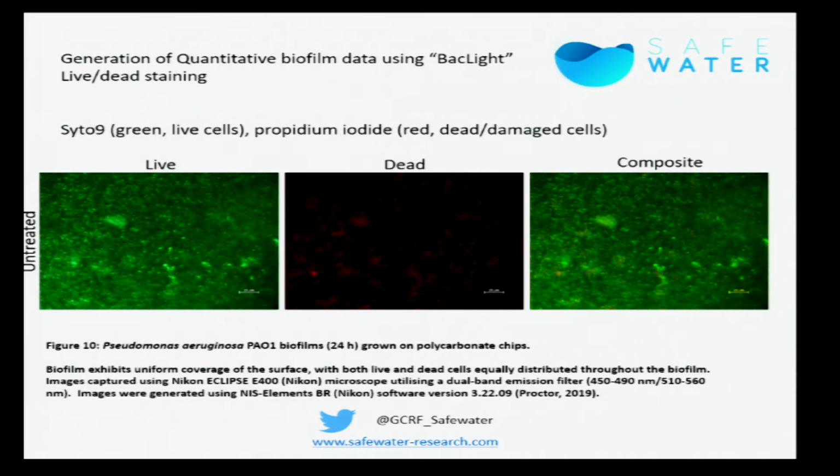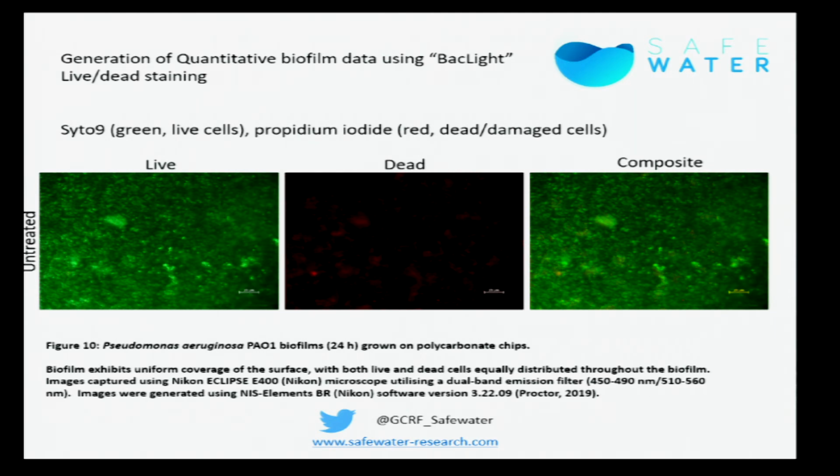So what we use is a system called BacLight. It's a bacterial live dead staining system, and I'm sure it's familiar to anyone that does a bit of microscopy in the audience. We have Syto9, which is green, and propidium iodide, which gets into the cells if the membranes are compromised, so we can say that those cells are dead or damaged. So live cells, lovely green. There are some dead cells in here, and I'll draw your attention to this chap here.